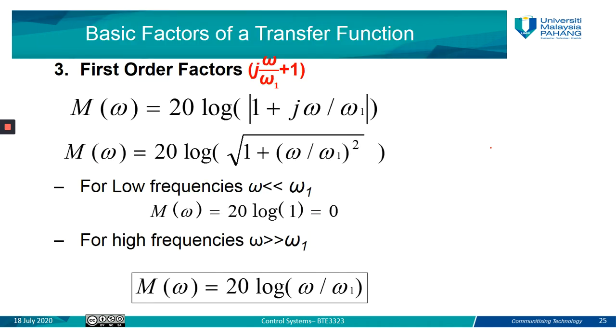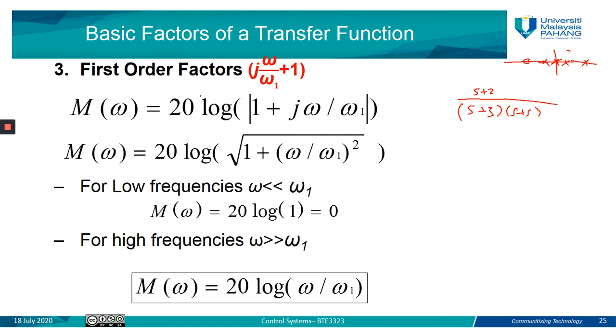The third factor is the first order factor. In the case of the first order factor, it is like this one: if you have s plus 2, for example, over s plus 3, s plus 5, and so on, we call these all first order factors. So the first order factor means you have a pole or zero, but it is not at the origin. It can be here, it can be there, it can be at this point or that point, but it cannot be at the zero point. So it's not integral, it's not derivative.